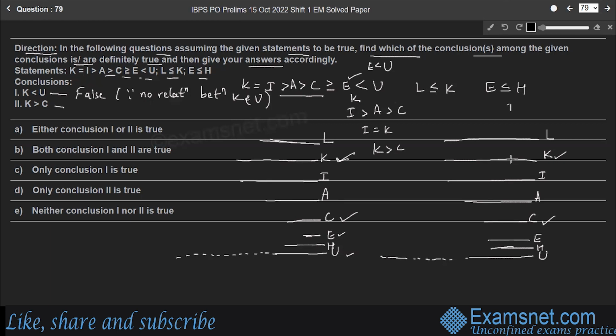Here, I is equal to K and I greater than A greater than C. Therefore, K greater than C. Therefore, by considering both the cases, we can conclude K greater than C. Therefore, a true conclusion. Therefore, only conclusion 2 follows. So, only conclusion 2 is true. Option D is the right answer.